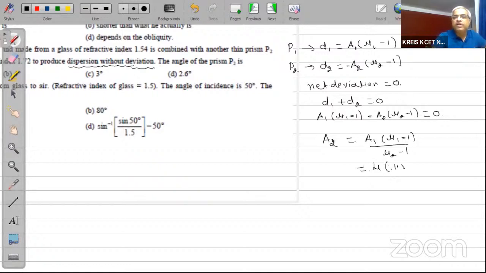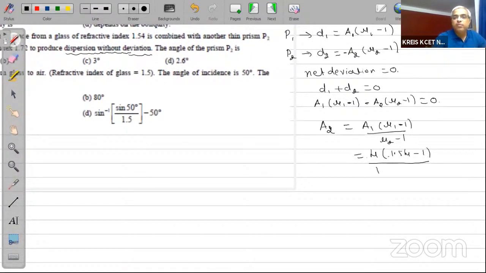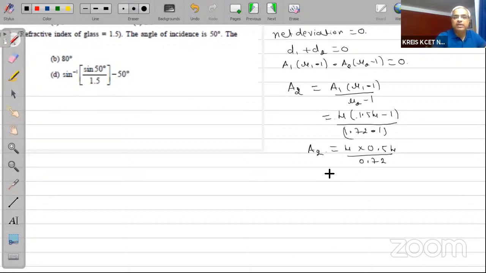Refractive index is 1.54 minus 1 divided by mu2. What is mu2, the refractive index of the second prism? It is 1.72. 1.72 minus 1, and therefore this will be equal to 4 into 0.54 divided by 0.72. What is that equal to? Let's be careful. Look at this. Okay, if you simplify this expression, you will get this to be 3 degree. You'll get this to be 3 degree, as the answer to this.